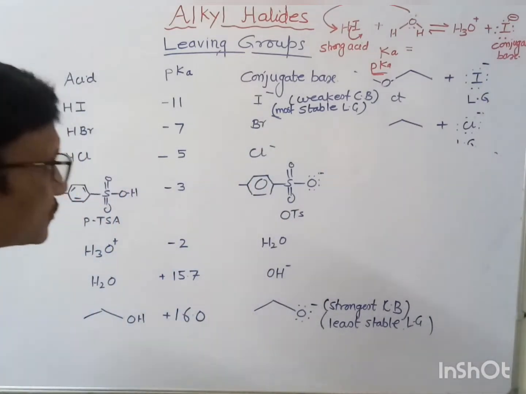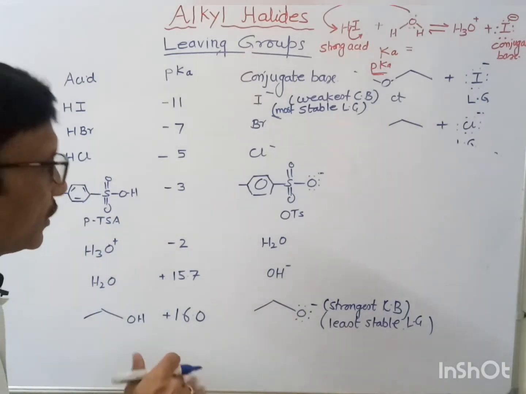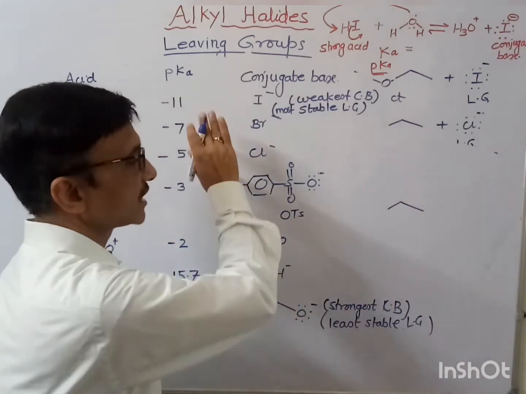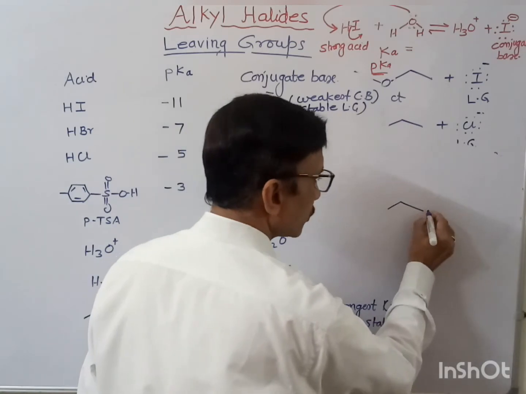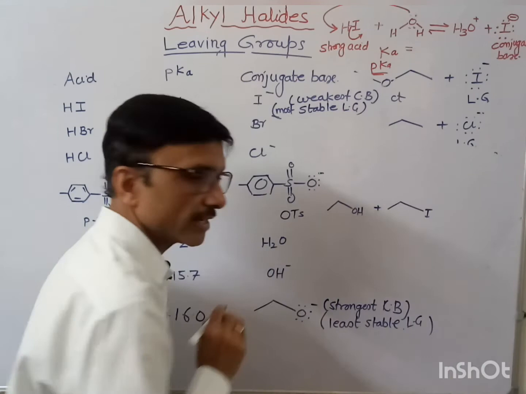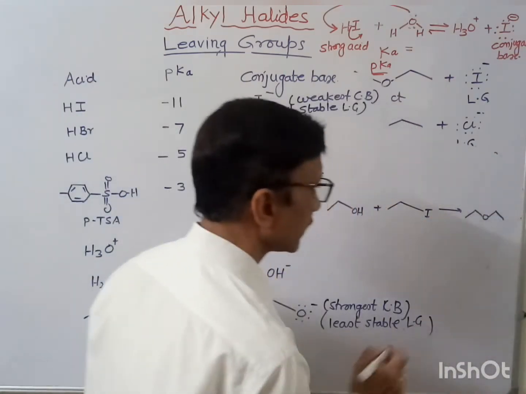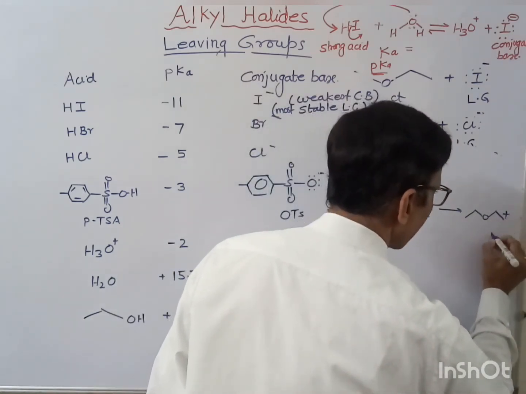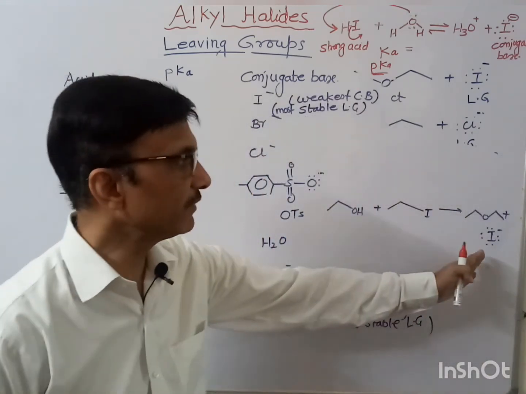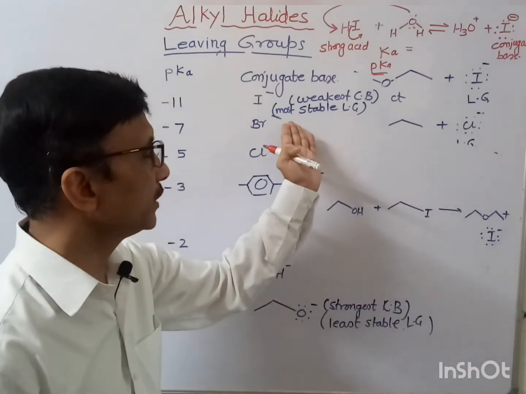Okay, so in a nucleophilic substitution reaction, suppose I have the substrate molecule. I took this as an example. This was the substrate molecule, and I reacted it with one of the nucleophiles, suppose ethyl alcohol, and what was formed? Ether was formed here, and iodide ion was the leaving group. So the weaker the conjugate base, the better the leaving group.